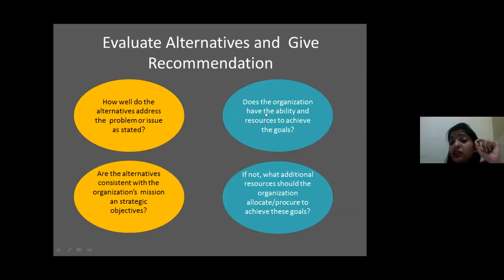Then the third thing that you have to check is whether the organization has enough resources to fulfill or utilize these alternatives. If your alternatives are very fascinating and very good, but the organization which is asking you for the alternatives is not able to handle them due to financial crunches or top management constraints, then your solutions are vague.